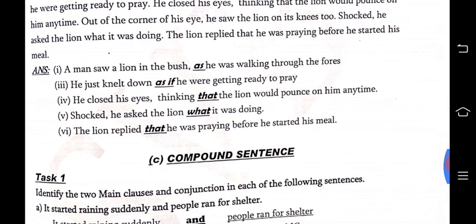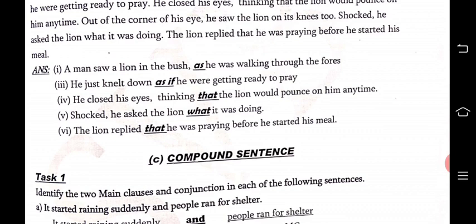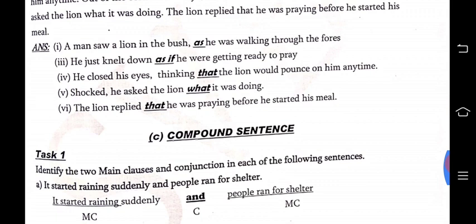And then he closed his eyes, thinking that the lion would pounce on him anytime. So he, subject, closed, verb, his eyes, object. So that is the main clause. Again, the subordinate clause: the subordinate conjunction is "that," the subject is "the lion," and "would pounce on him anytime" is the sequence of this sentence.